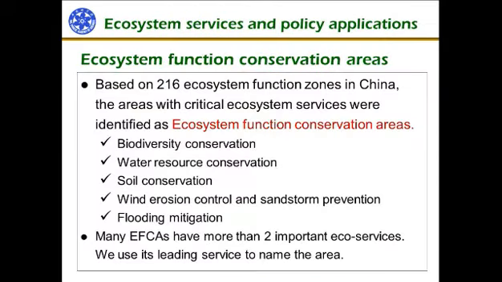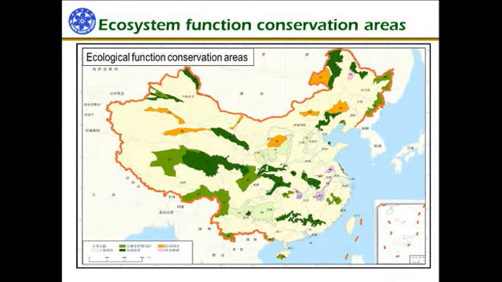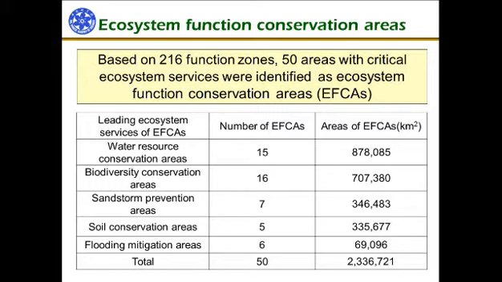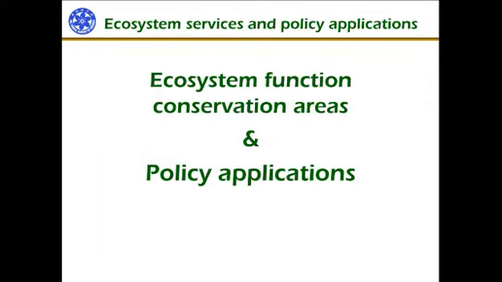Based on the 260 ecosystem function zones, the areas with critical ecosystem services were identified as ecosystem function conservation areas. They cover biodiversity conservation, water resource conservation, soil conservation, wind erosion control, and flood mitigation. Many ecosystem functional conservation areas have more than two important ecosystem services. We use the leading service to name the area generally. This is the distribution of the ecosystem functional conservation areas, which cover about 24% of whole China.